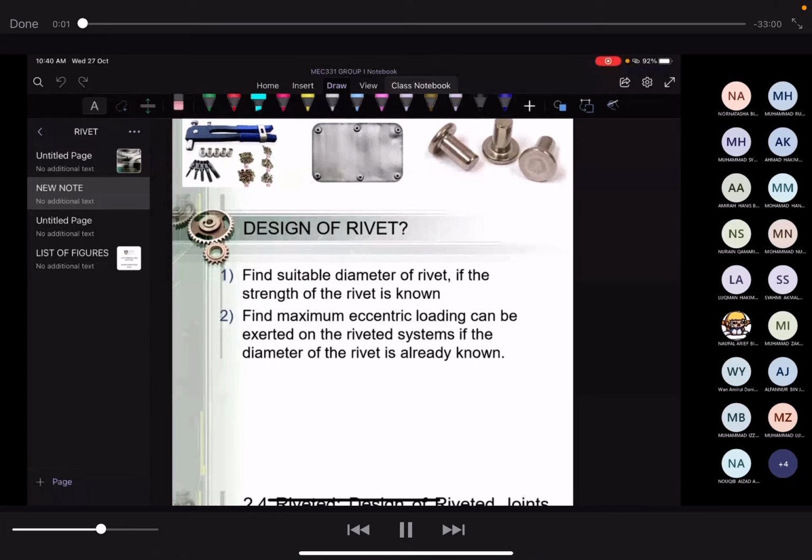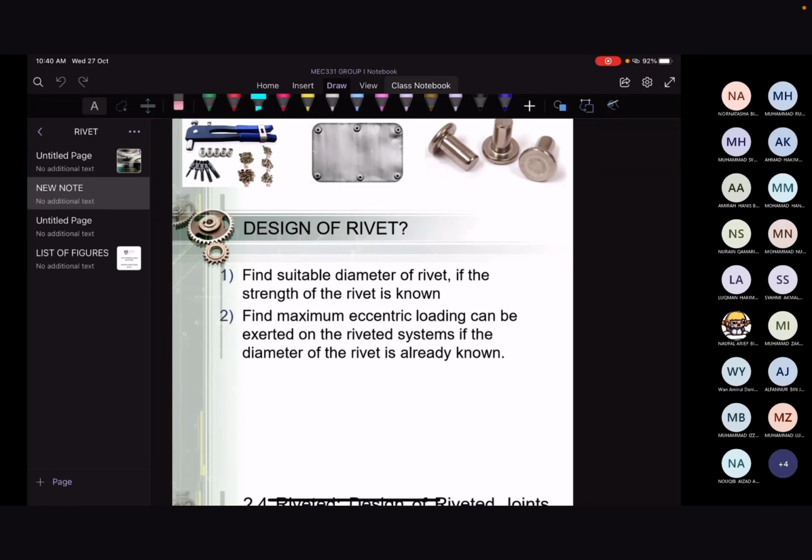Are we going to design a rivet? Okay, so usually we are going to find the suitable diameter of the rivet if the strength of the rivet is known. So when we talk about strength, we usually associate it with the material of the rivet. So if, let's say, you know the material of the rivet, by right you should know the strength.